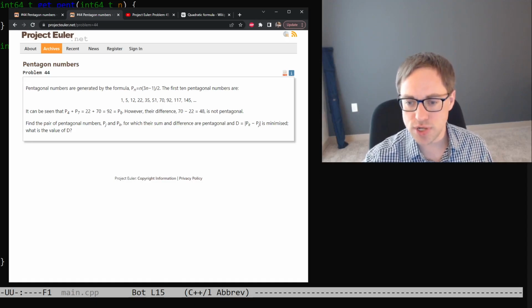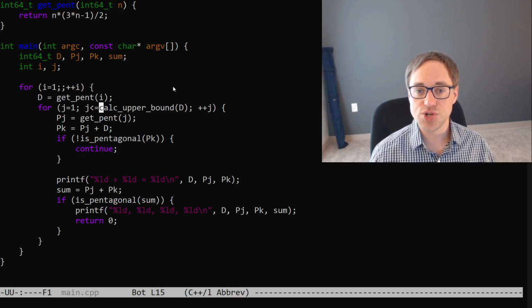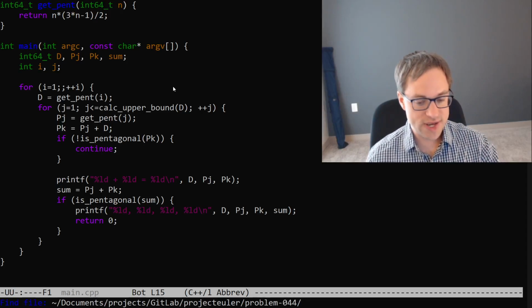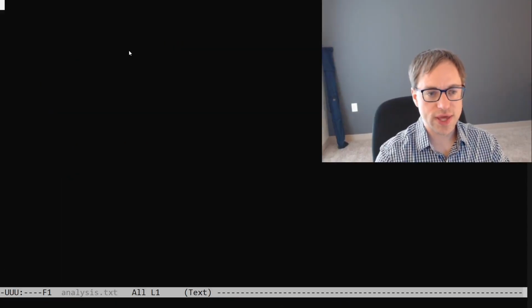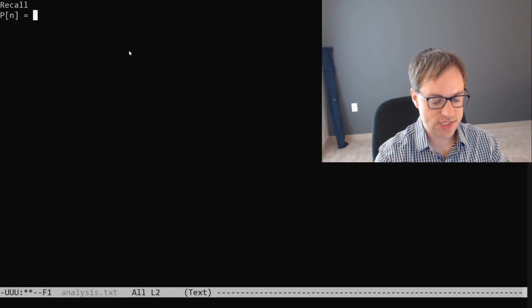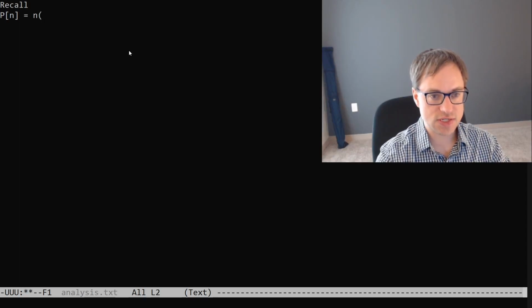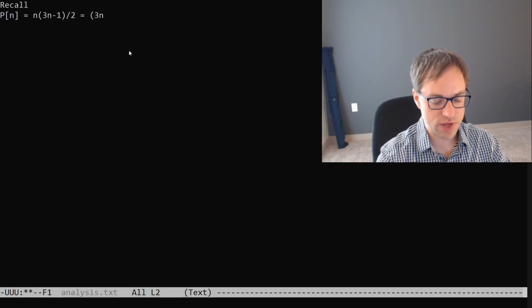To make that notion a little bit more precise, we're going to have to do some calculations. So let's open up our analysis file. So in order to calculate our upper bound, let's recall that the nth pentagonal number is given by n times (3n minus 1) over 2. And that's just going to expand to be (3n squared minus n) over 2.